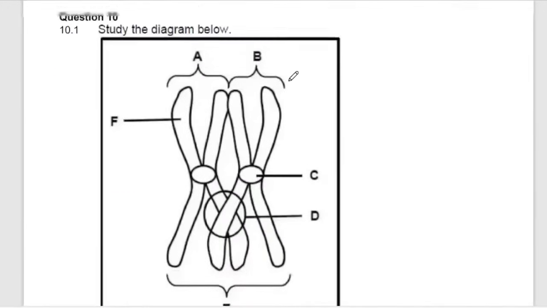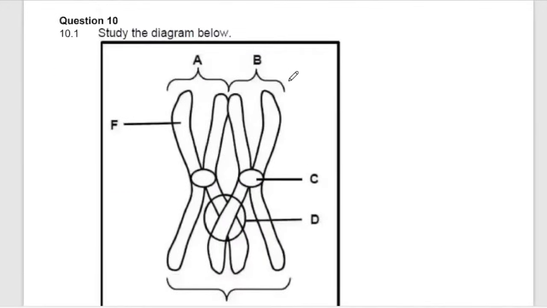Check this, it's simple. I'm winding up now. Make sure that you know how to label those diagrams. Make sure that you know the process of crossing over. Make sure that you know the karyotype. Make sure that you know prophase, anaphase, telophase.